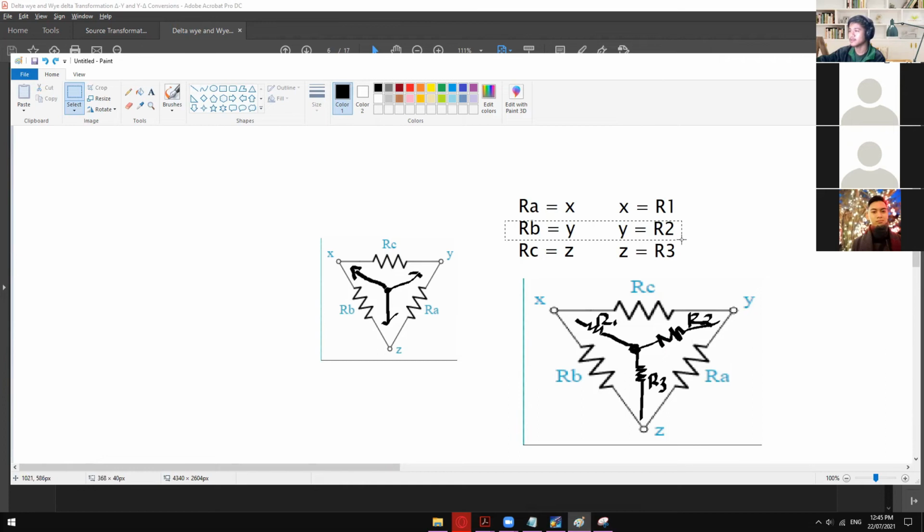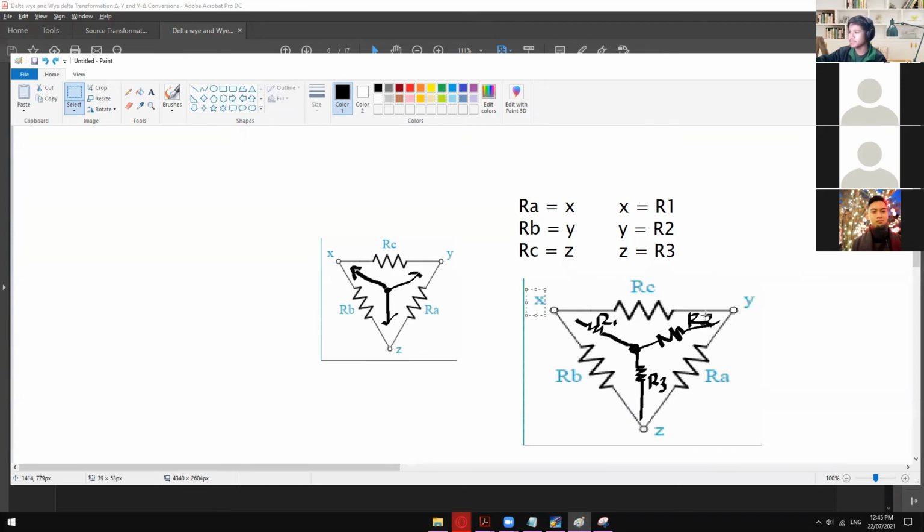And then RB is equal to R2. And then RC is equal to R3. So, yun yung parang magkaka-partner lagi. So, that is why this setup or yung parang standard labeling natin sa delta to y is very important.